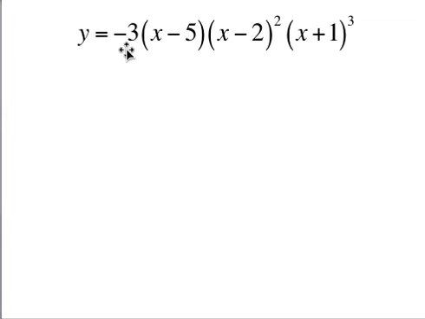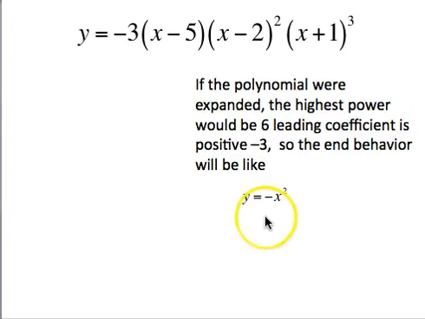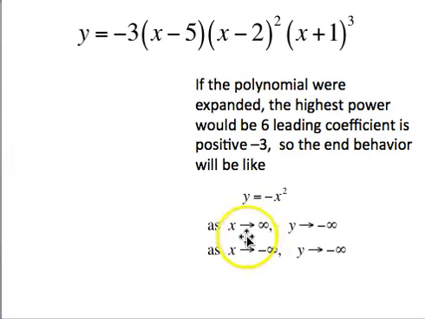It's going to behave like negative x squared, which is what we're saying here. Even though negative 3x to the sixth would be our leading term, since it's even and negative, we know it's going to behave like that. That is an upside down u. So in both cases, the y values will go to negative infinity. So we say as x goes to infinity, y goes to negative infinity, and then as x goes to negative infinity, y goes to negative infinity.